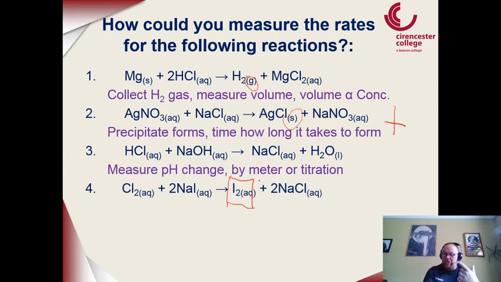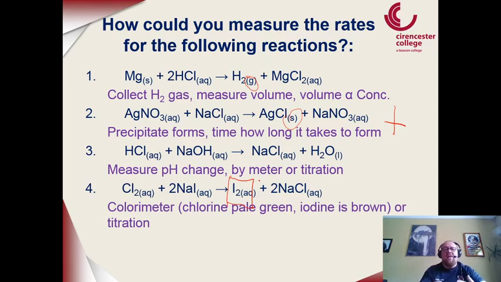Remember, we're talking about the solution, not the actual pure solid, because iodine is a solid at room temperature and pressure. It's brown. So we can look at the colour of the solution, because if I have a very small amount of iodine in there, the brownness is not going to be particularly dark, whereas if there's a very high concentration of iodine in there, it's going to be very dark. You could look at the chlorine, but chlorine is very pale green, so it's very difficult to look at, but we can look at the formation of the iodine.